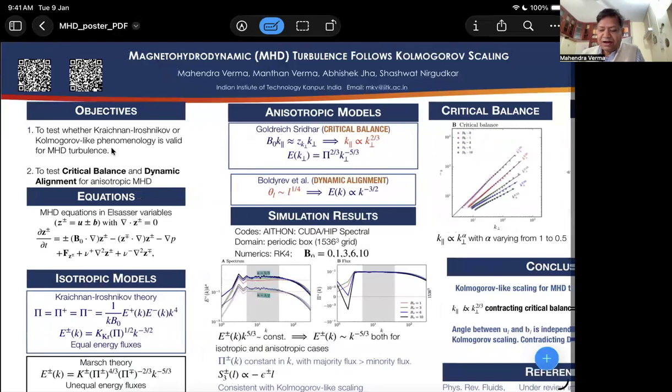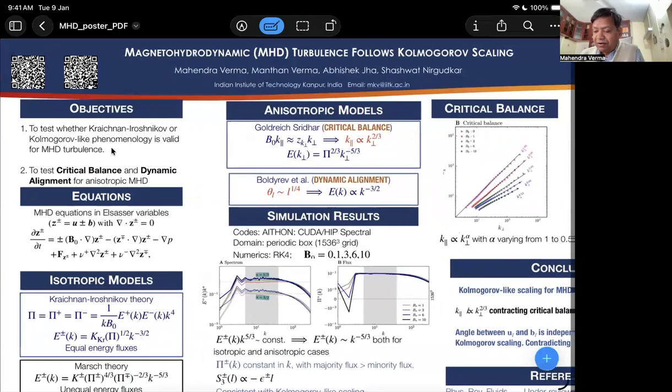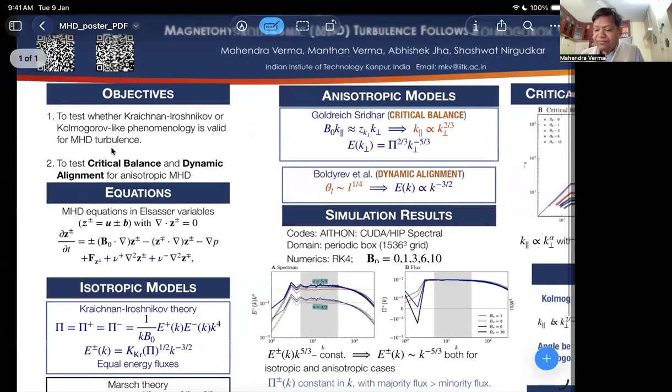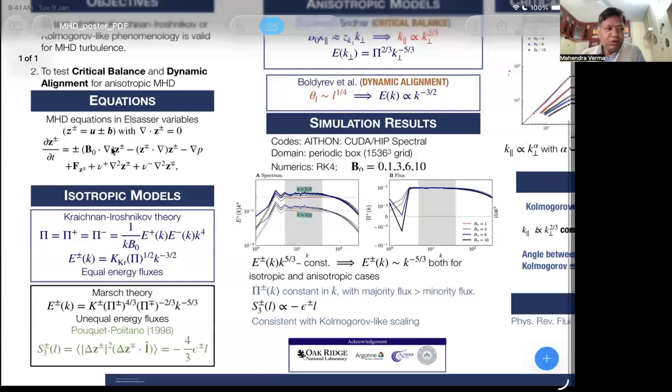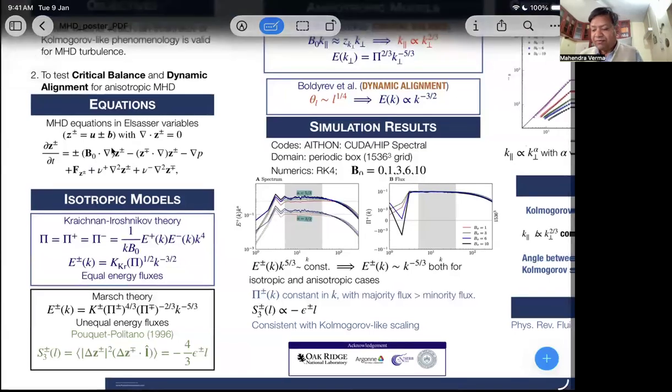There are two leading theories for MHD. One is Iroshnikov-Kraichnan theory. Another one is the phi-third theory. Many people have contributed to this phi-third theory. We will examine these two theories using numerical simulations.